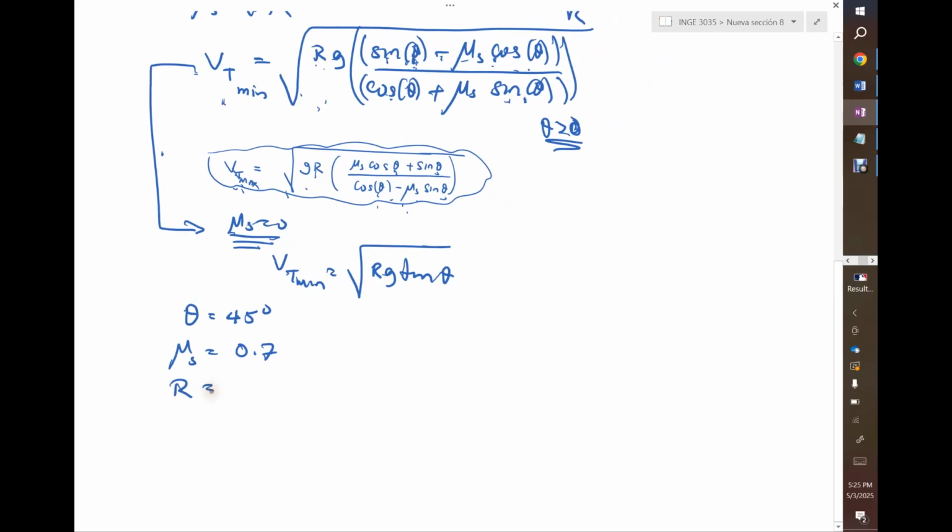Let's say R equal 100 meters, and g obviously is 9.81. Anything else? Nope, sounds like we got everything.